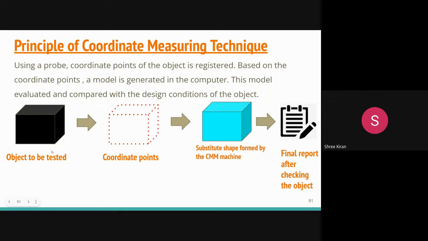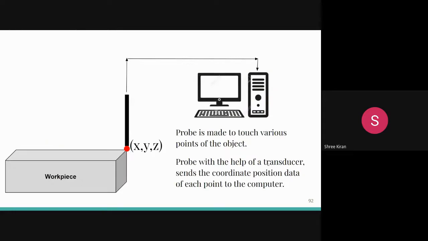Here we have an object, a cube, to be tested. The cube has coordinate points, and then it is substituted by the shape formed by the CMM machine. Then a final report is made after checking the product. This is the workpiece, which can be named XYZ. The probe is made to touch various points of the object, and the probe with the help of a transducer sends the coordinate position data of each point to the computer.